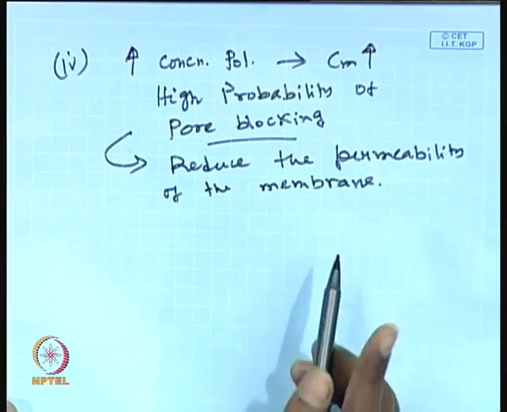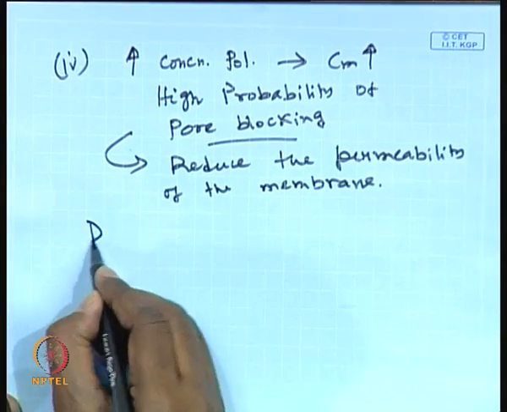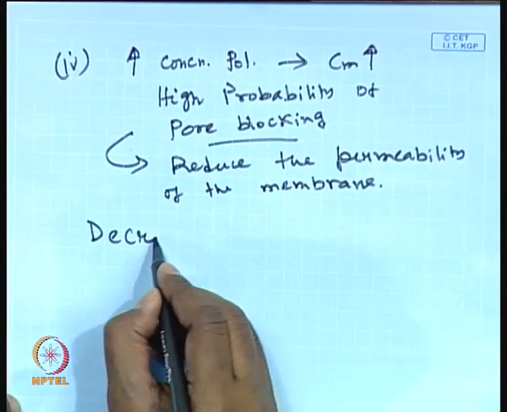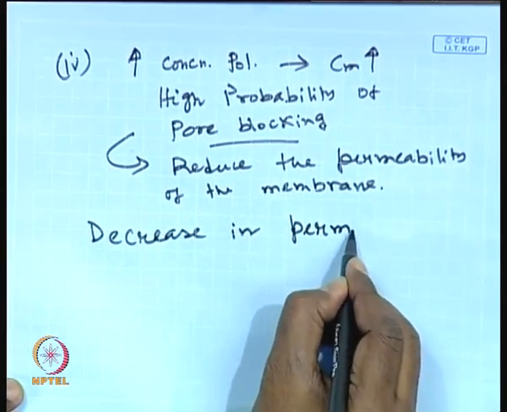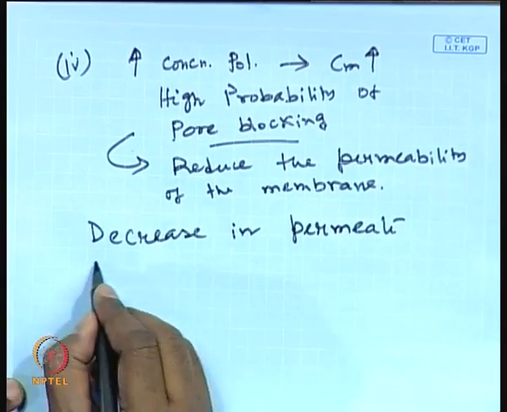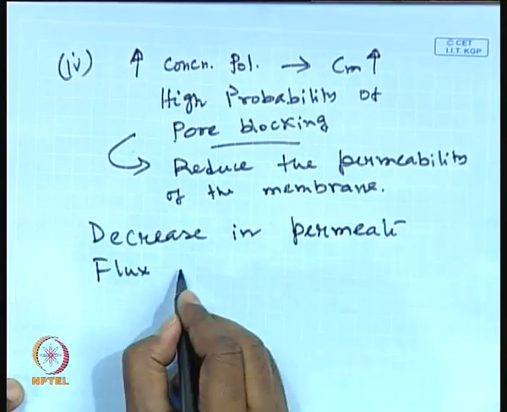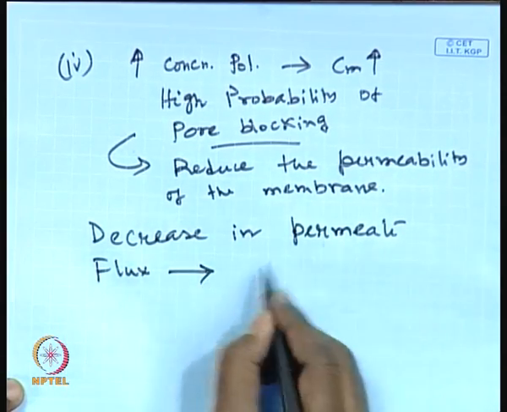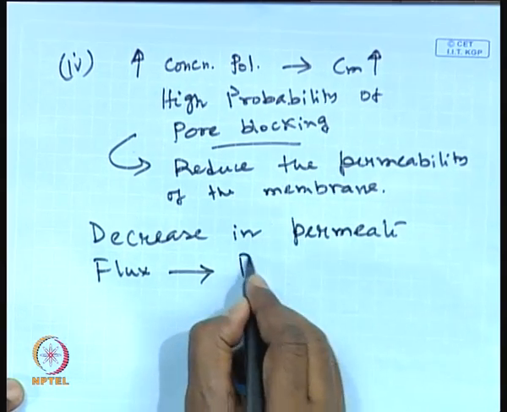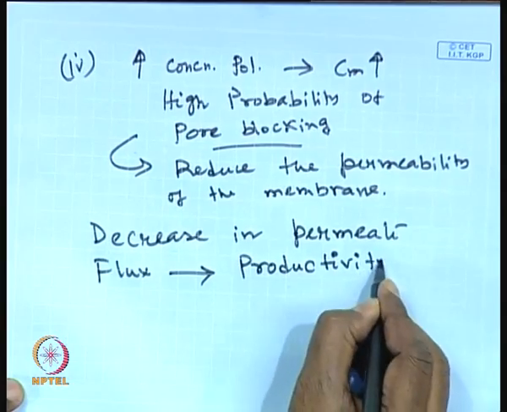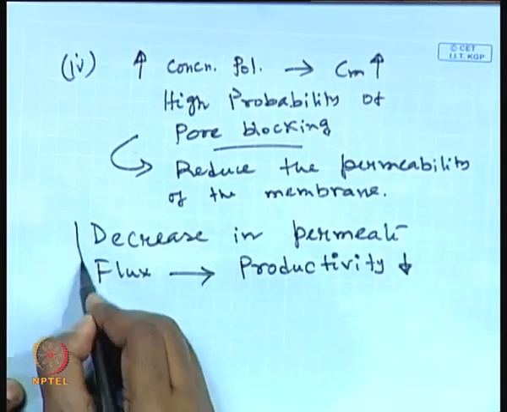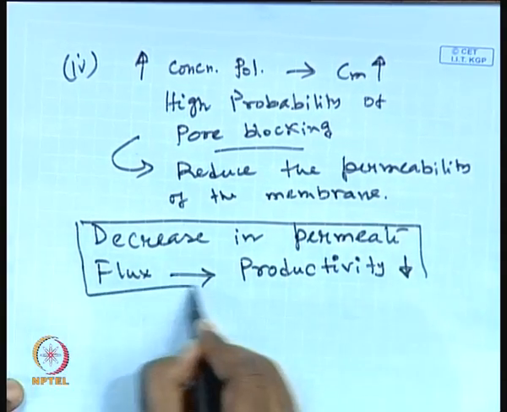So, all these four phenomena point to a common result, that is the decrease in the solvent flux in the permeate stream, a decrease in permeate flux. That means a decrease in productivity of the process. This phenomenon is known as flux decline.